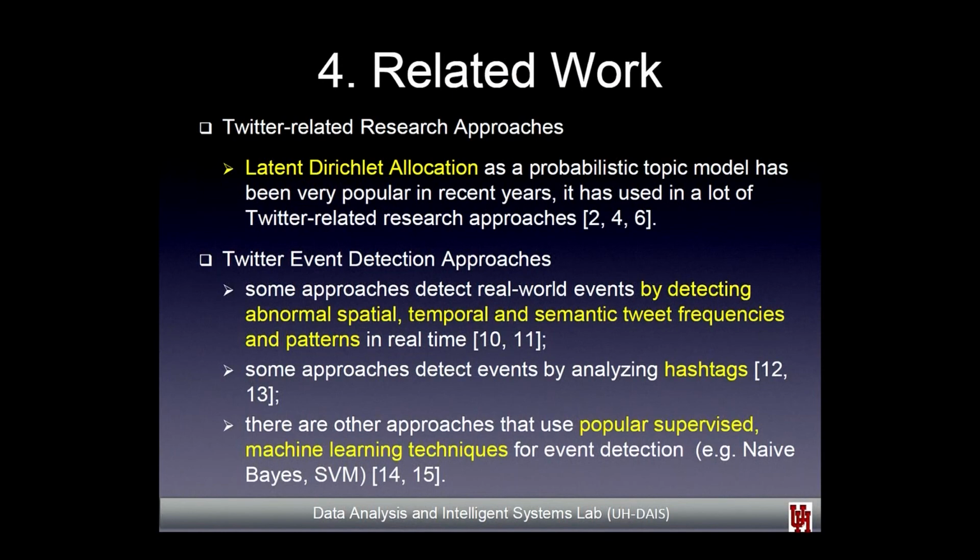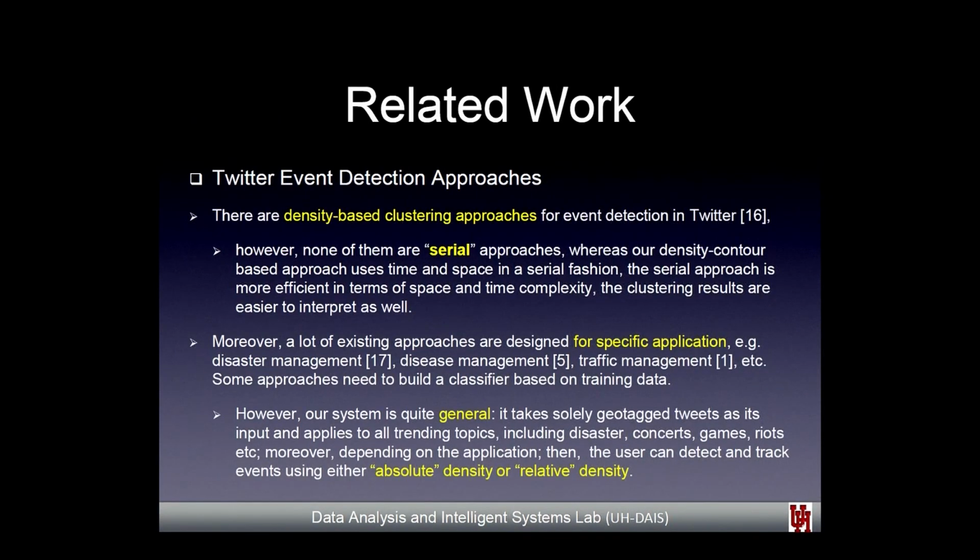And here's some related work about this research. Like latent Dirichlet allocation, there are a lot of people using it for Twitter-related research. For Twitter event detection, some approaches use hashtags only. Some projects use popular supervised machine learning algorithms like naive Bayes or support vector machines. Also, some projects detect abnormal spatial, temporal, or semantic tweet frequencies and patterns in real time. And even though there are some density-based approaches for event detection, none of them are serial approaches.